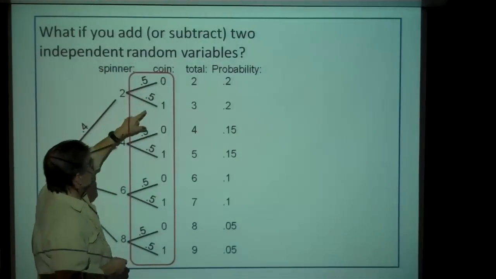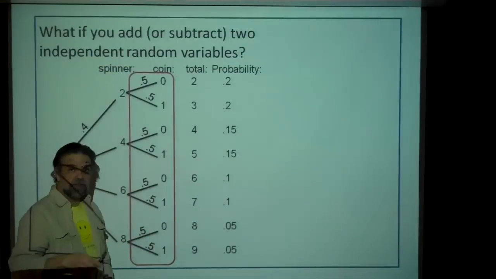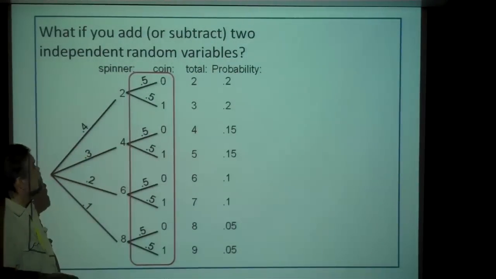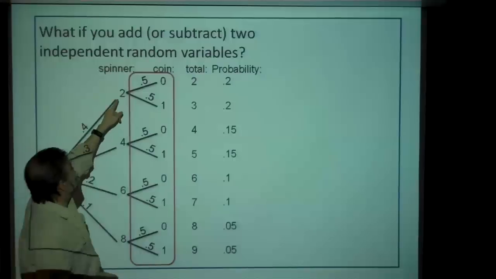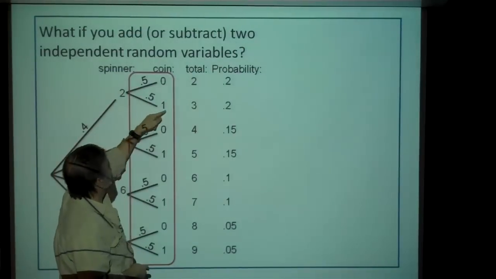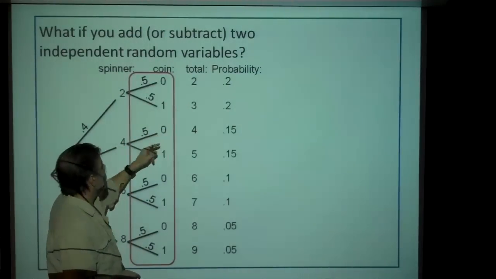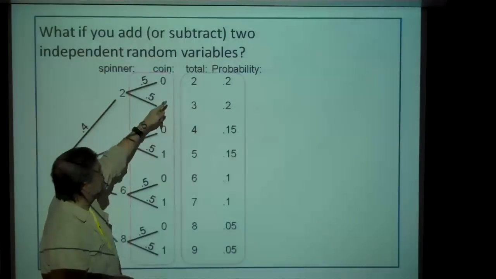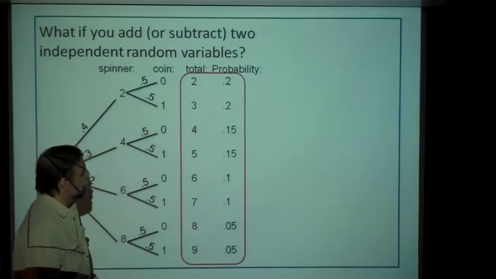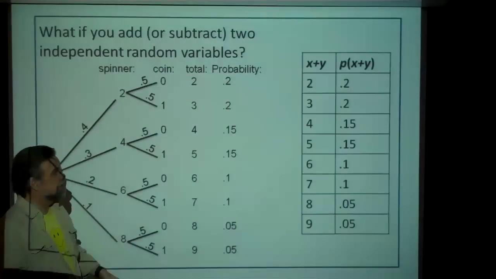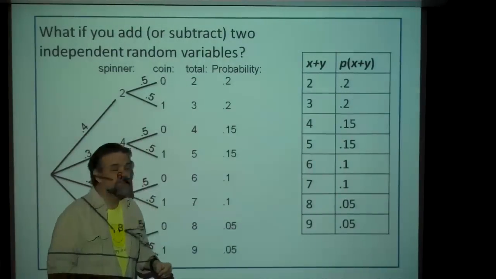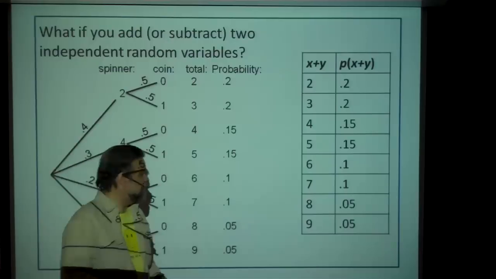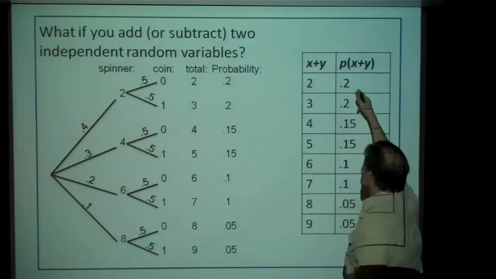You'll notice that each of these branches is identical. That means they're independent events, okay? They're independent random variables. And then we're going to add up. 2 plus 0 is 2, 2 plus 1 is 3, 4 plus 0 is 4, 4 plus 1 is 5, and we get these totals and these probabilities, and that is our probability model, which we'll stick over here in this nice little table here, okay? There's our probability model and all the associated probabilities.